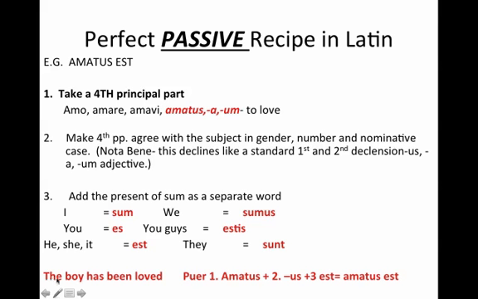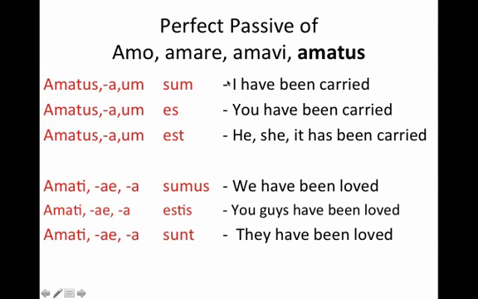So here's a quick example. The boy has been loved. You know it's going to be puer as your subject. So you take amatus, -a, -um. You decide you want the us form because it's masculine and it's singular. So amatus because it agrees with puer. And then step 3, because it's a he, she, it, you're just going to add est. So amatus est.